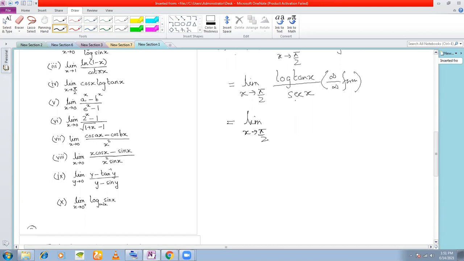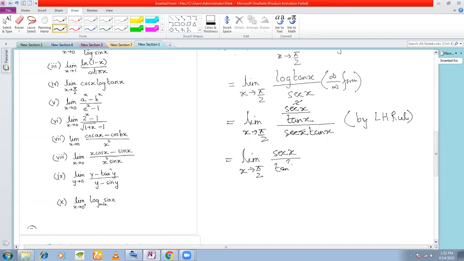We'll differentiate to get sec square x by tan x divided by sec x tan x. So this is by L'Hospital's rule. Now we'll simplify this. So what will happen? One sec will cancel here, right? So you simply get sec x by tan square x, right?